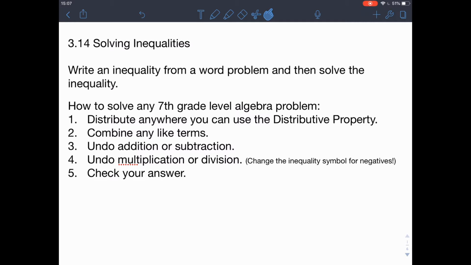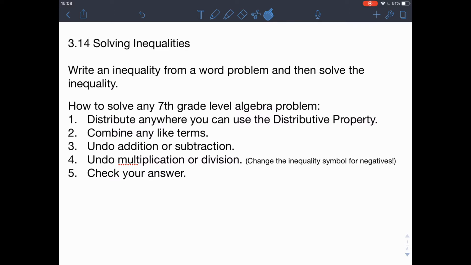Our learning goal is to make sure we can write an inequality from a word problem and then solve the inequality. This will help us to master Standard 7.EE.B.3, solve multi-step real-life and mathematical problems posed with positive and negative rational numbers in any form using tools strategically, and 7.EE.B.4, use variables to represent quantities in a real-world or mathematical problem and construct simple equations and inequalities to solve problems by reasoning about the quantities.